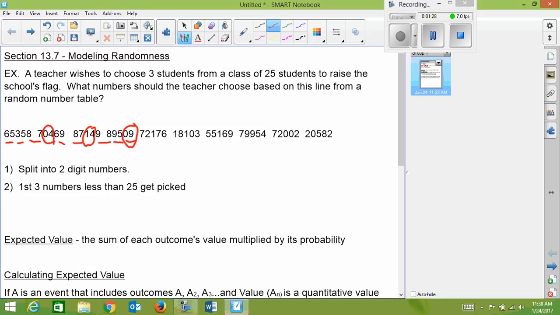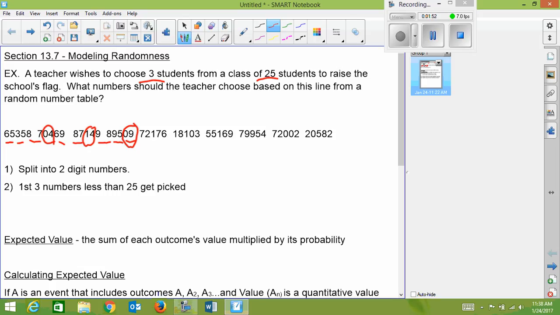And remember, this is all based on randomness. So this is a simulation that you could use. A random series of numbers, and then you just base your successes on the numbers that you're talking about. I want 3 kids out of 25 students. So the first 3 numbers less than 25, I mean, how much more random do you get than that? Just a random set of numbers.